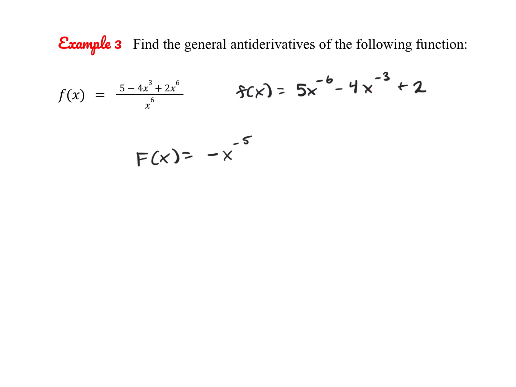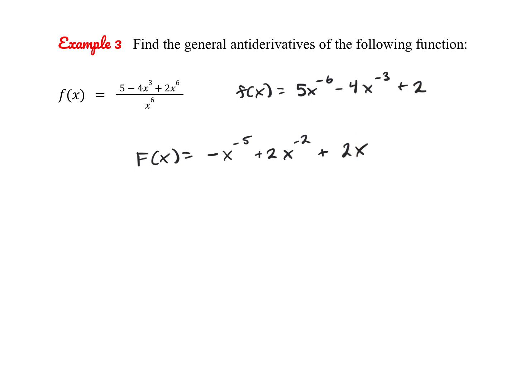Now let's move on to this next term. So here I'm going to increase my exponent by 1 to work backwards, and then this would multiply out front. I want it to end up being negative 4, so I should have a plus 2 here, because negative 2 times 2 is negative 4, and then our exponent decreases by 1. And then for 2, well, we know that that would start with 2x, because the derivative of 2x is just 2.